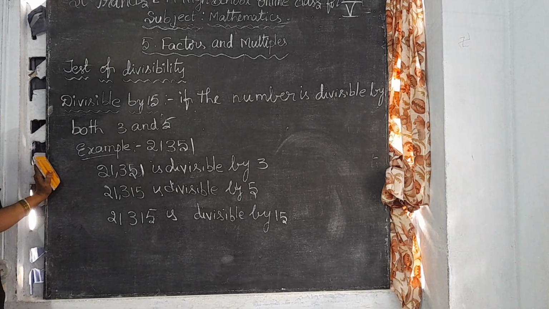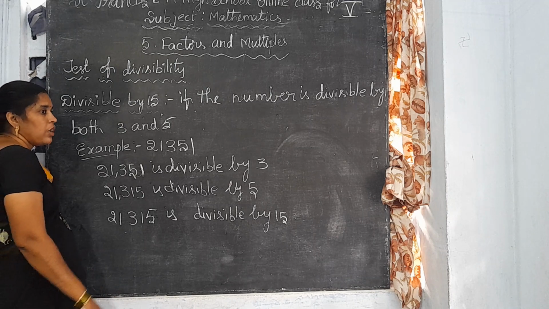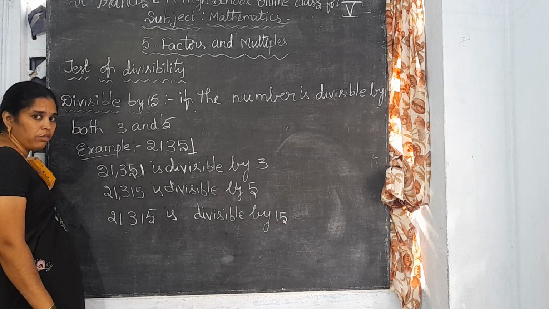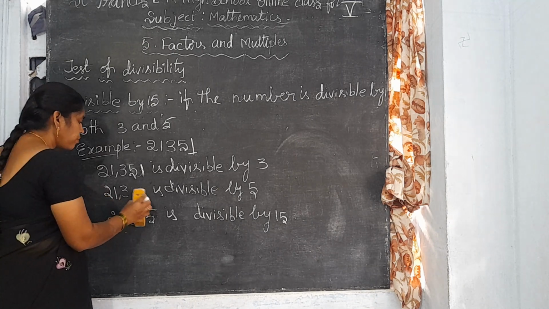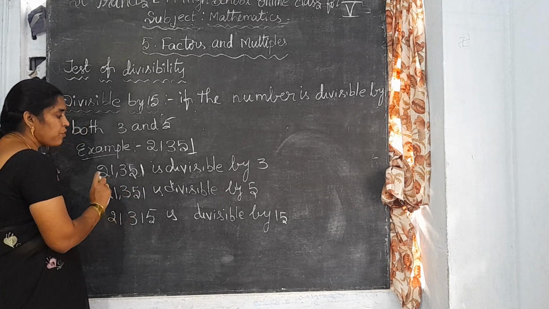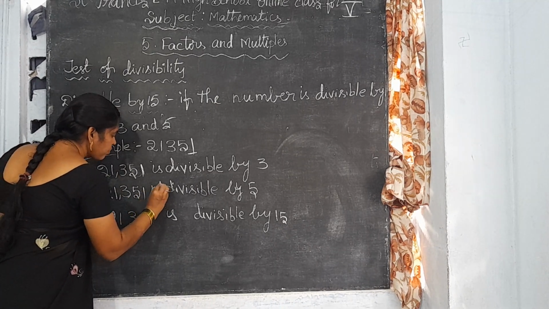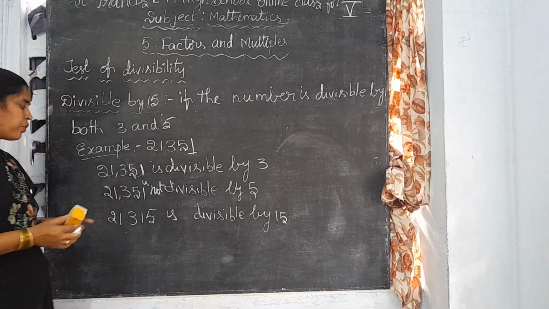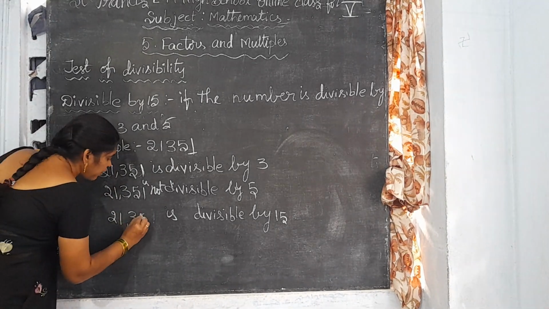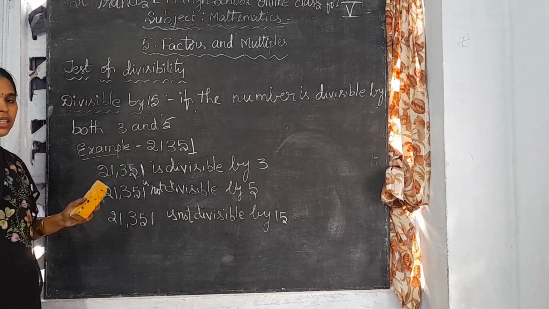What is the rule for divisibility of 5? The last ones place digit must be 0 or 5. Here, what is the ones place digit? 1. Is it divisible by 5? No. So 21,351 is not divisible by 5. So 21,351 is not divisible by 15. Is it clear, children?